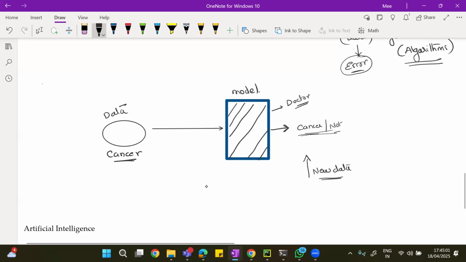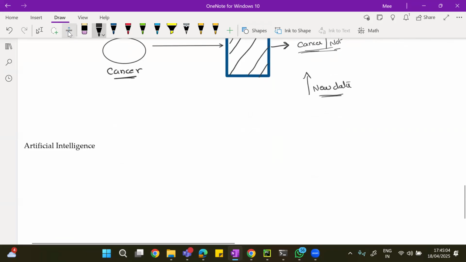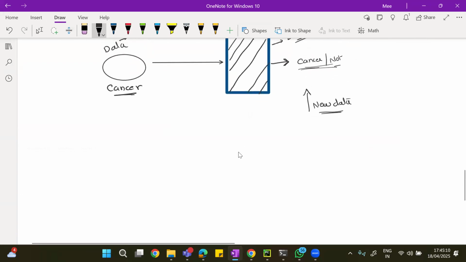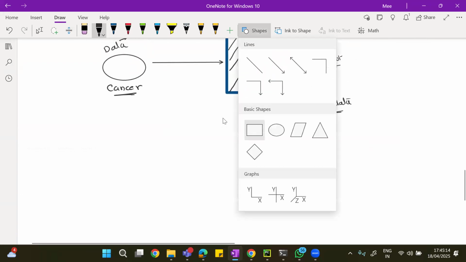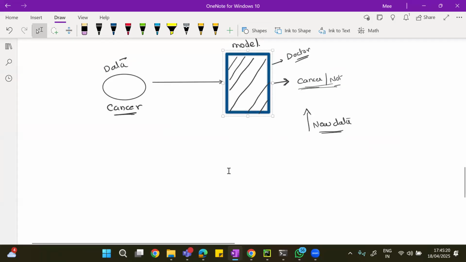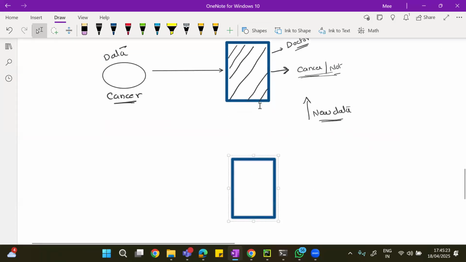Now, if you take one more small example, the same model I'm taking. Try to connect it, guys. I'm taking the same model over here, and I'm giving the data over here once again. This is my data. Now, this data is about the stock market. This is about the stocks.